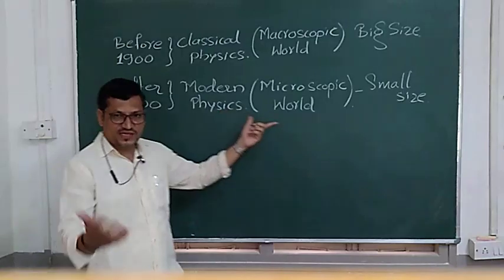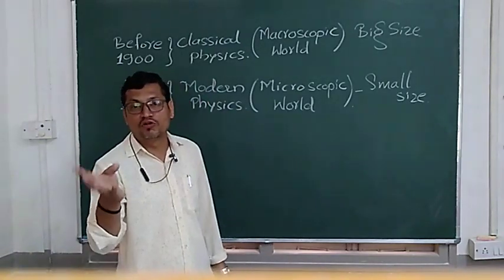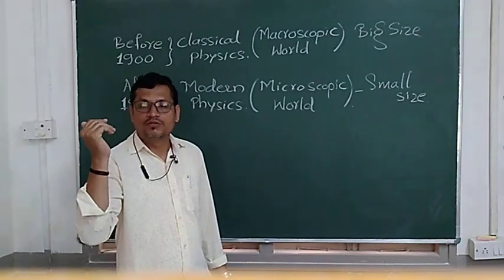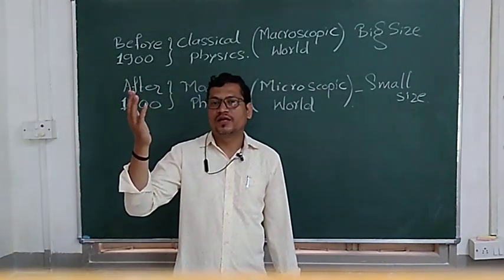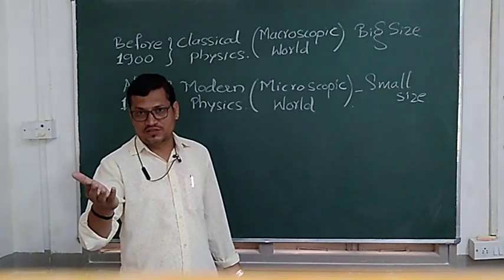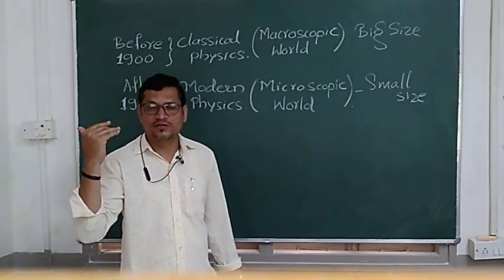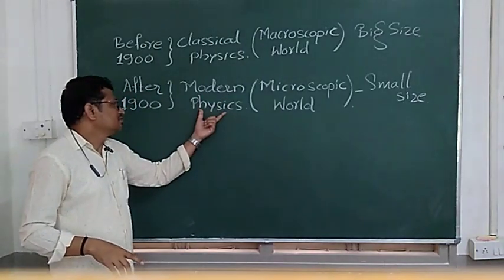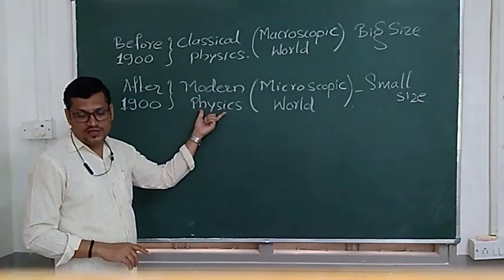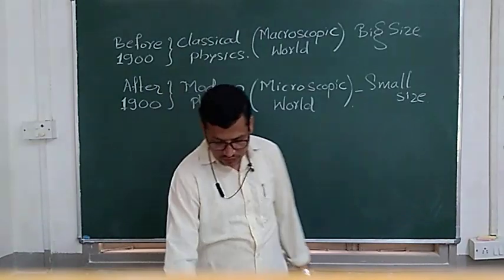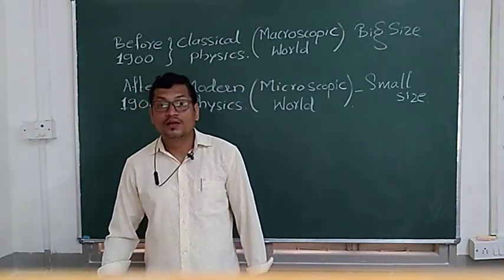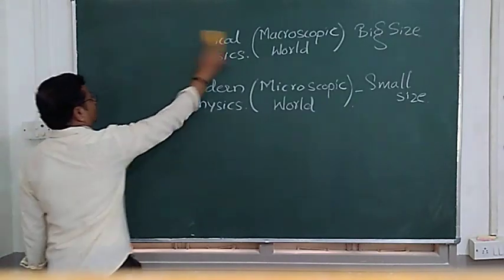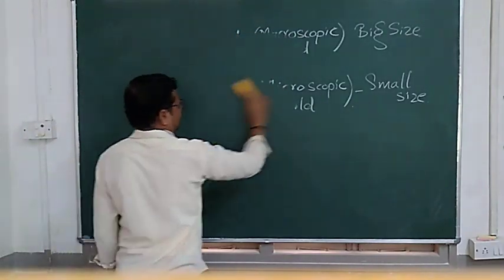And in modern physics, as I said, we can study about atoms, molecules, protons, neutrons, electrons, antiparticles like positron, quarks, elementary particles. So all this study comes under modern physics. So the scope of physics we have discussed. The scope of physics is very vast.